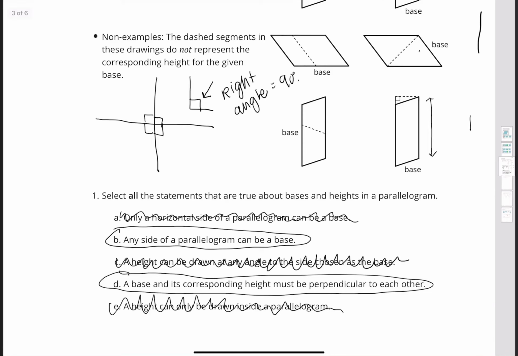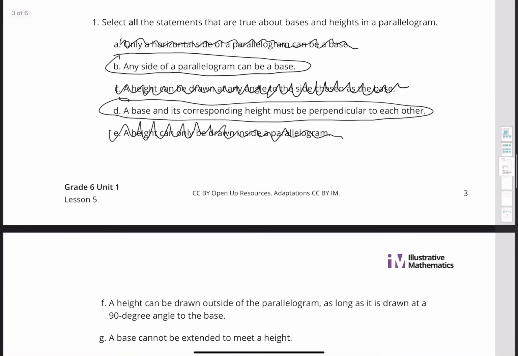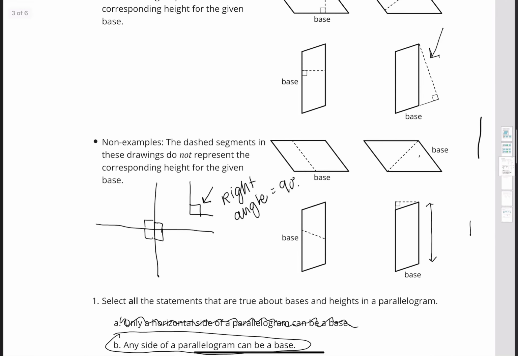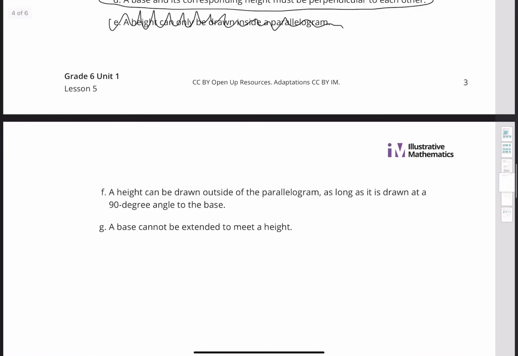So then I'm going to scroll all the way down to F. F says a height can be drawn outside a parallelogram as long as it is drawn at a 90-degree angle to the base, which we just checked out, and that is true. It has that 90-degree angle and is drawn to the base. So that is true.